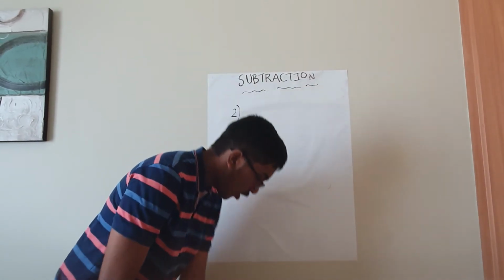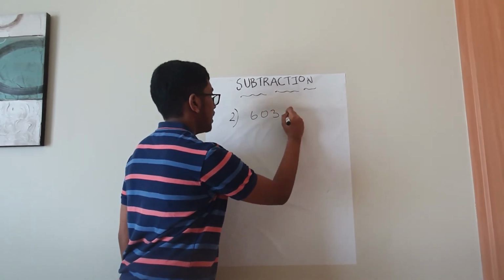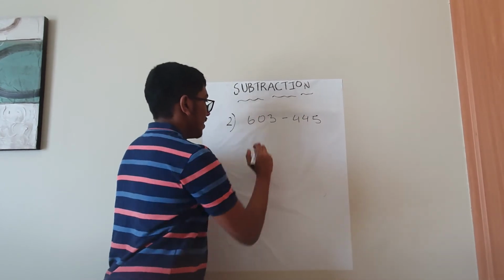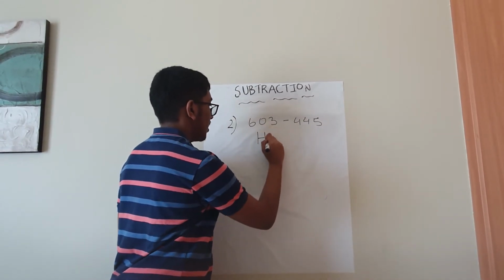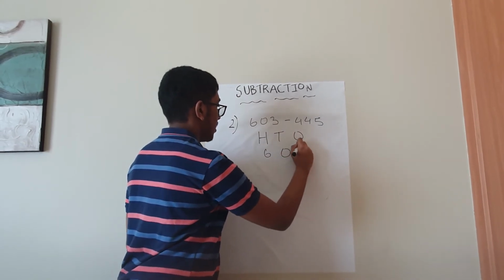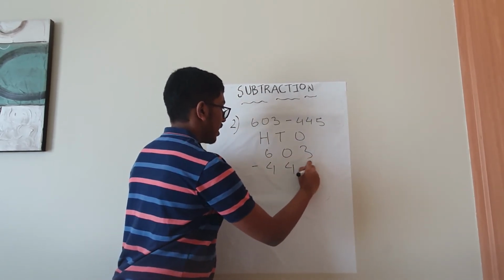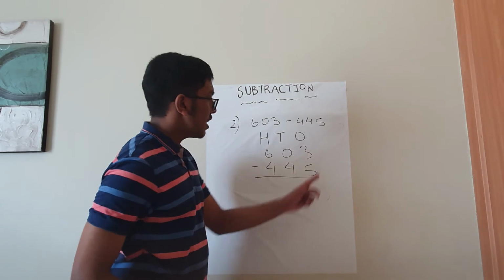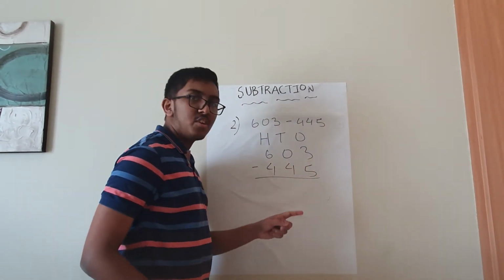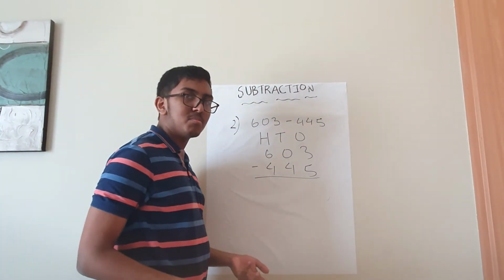One last sum. Okay, so let's take 603 minus 445. HTO. 603 minus 445. So over here 3 is less than 5, right? So you need to carry over 1, but then 0 minus 1 is not possible, right?